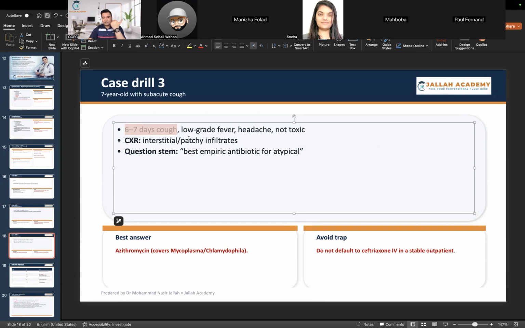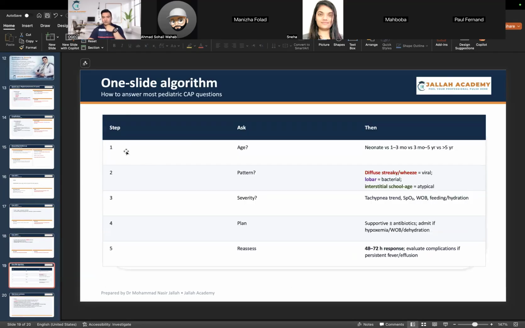So for these 2: low-grade fever, headache, atypical, non-toxic, patchy infiltration. Question: best empiric antibiotic. If the patient has headache, it is an atypical finding. For atypical pneumonia, what do we do? Azithromycin. Do not default to IV ceftriaxone in a stable outpatient. We never use IV ceftriaxone for that, it's obvious.